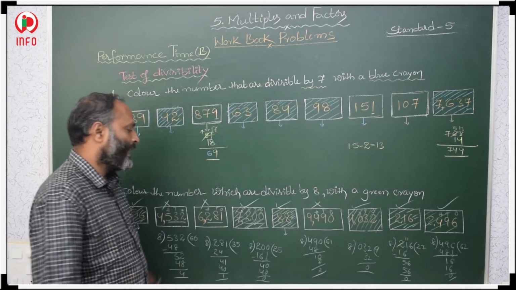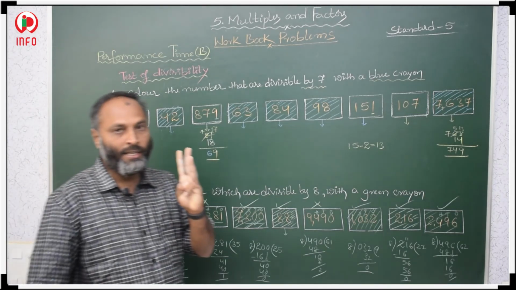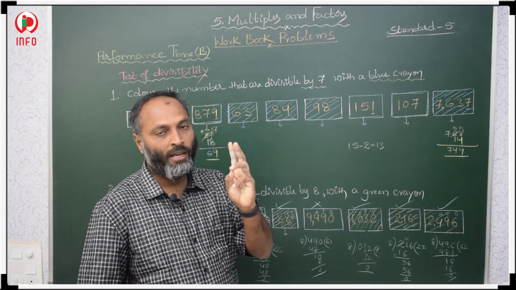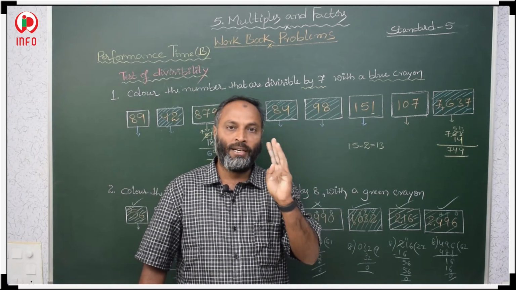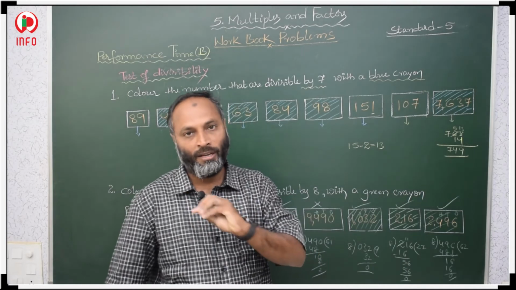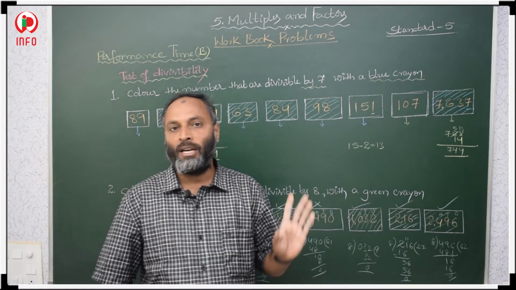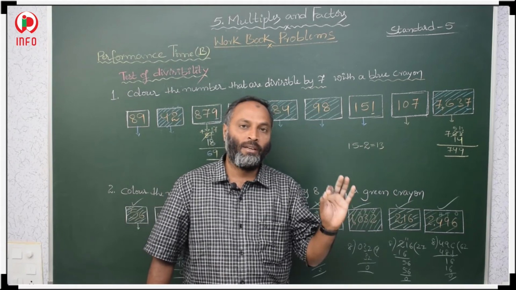Divisibility condition for 8. If the last 3 digits, that is ones, tens, hundreds, are divisible by 8, then the complete given number is divisible by 8. These are the divisibility conditions for 7 and 8.